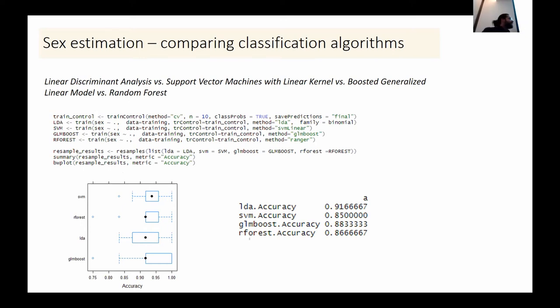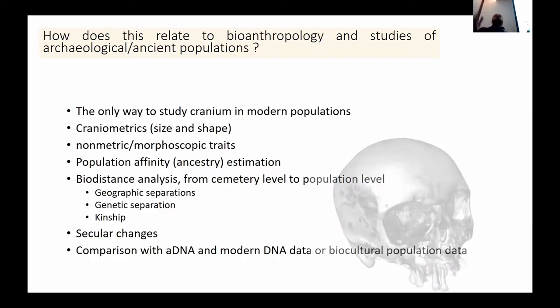I think that you are more interested in seeing how we can apply that to study human variation and ancient populations. So, as I said, we do not have access to modern Croatian crania, and access to MSCT images is the only way to study crania in our modern population. We can study size and shape using geometric morphometric analysis and similar, but also the frequency of non-metric and morphoscopic traits.